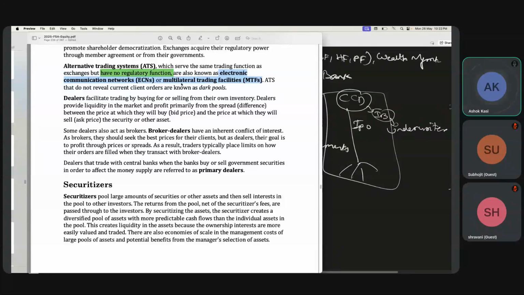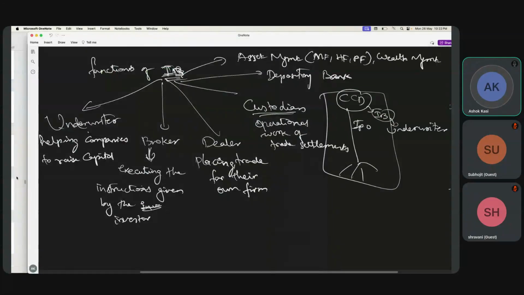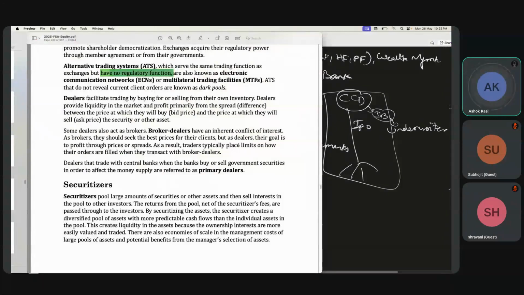Okay, so the alternative trading systems that do not reveal current client orders are known as dark pools. And so this is another network altogether. Then dealers, so these are not regulated. Okay, ATS is not regulated, remember that one. Then dealer, I told you that they are placing trade for their own firm. So broker dealer, also dealer only.